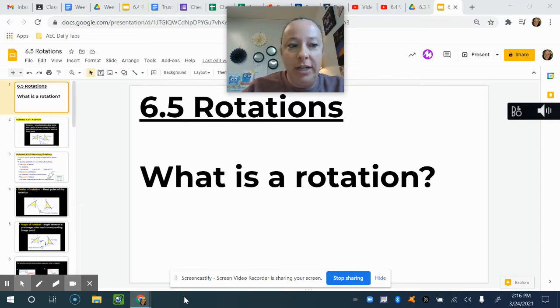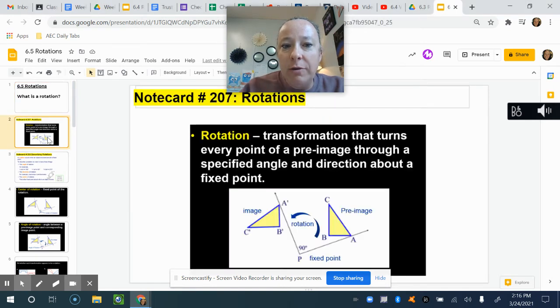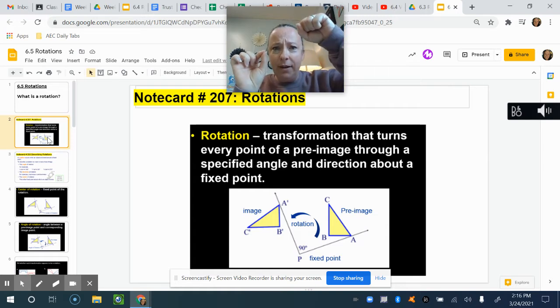So what is a rotation? We all probably have a pretty good idea of what a rotation is, but let's define it. Note card 207, a rotation is a transformation that turns every point of a pre-image through a specified angle and direction about a fixed point. That's a lot of mathematical geometric jargon. Basically, we're going to have a fixed point that we're rotating around or about in an angle of rotation.